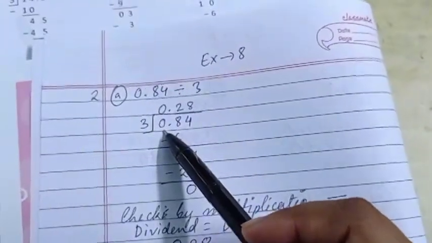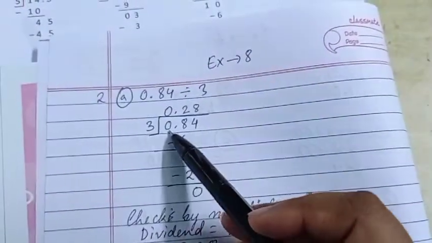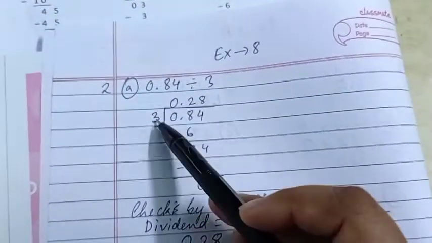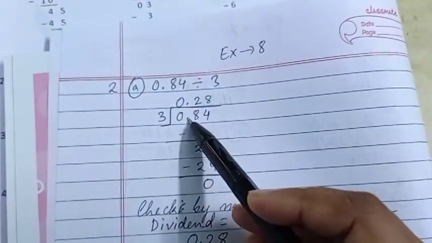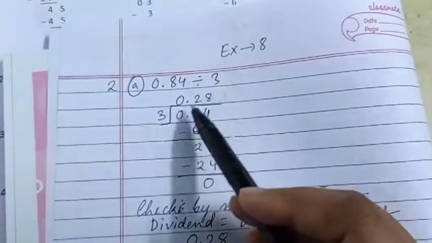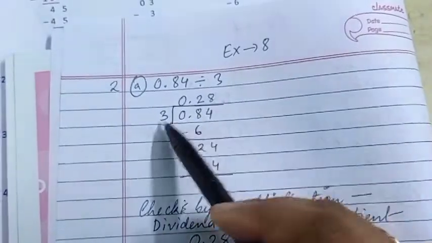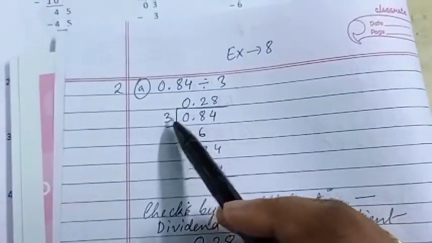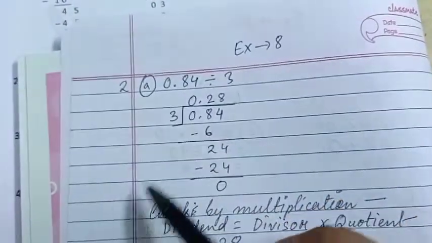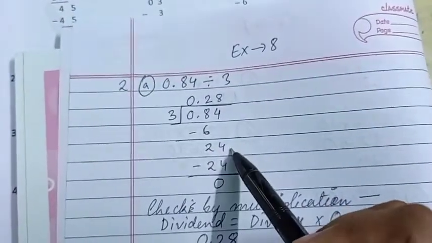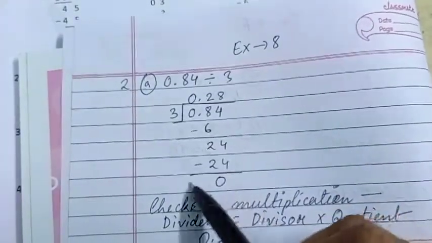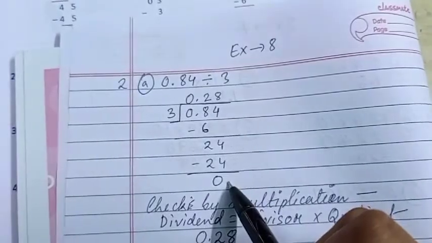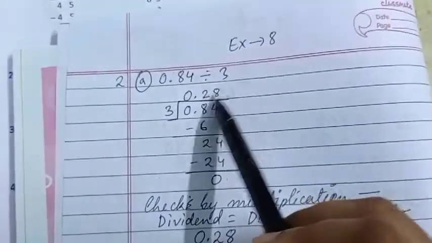For the first number, you see 0 is there, so we cannot divide with 0, right? So you need to put a 0 here. Then you put a point, exactly the same point. Then we see 8 is there, so we can divide, as 8 is bigger than 3. 3 2s are 6, so you put 6, so it will be 24. After minus, 1, 4 will come down. So 3 8s are 24. After doing it, you got 0 as the answer. So the quotient is 0.28.